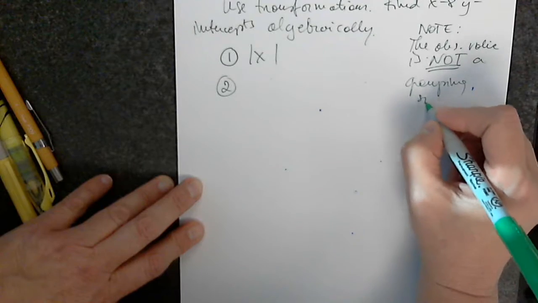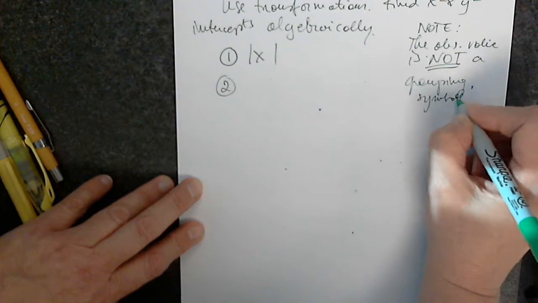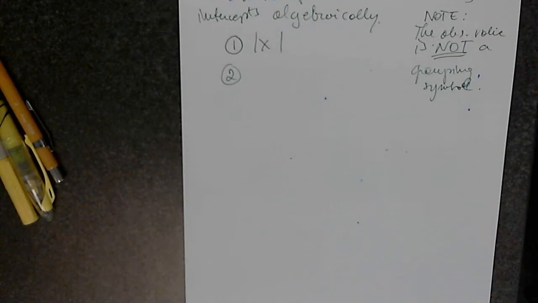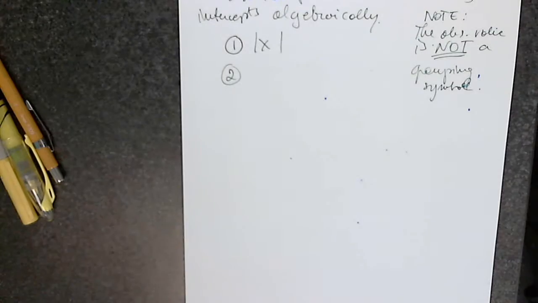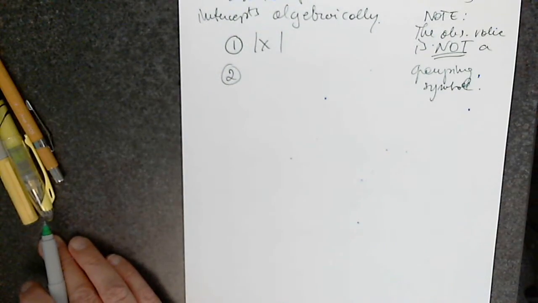G-R-O-U-P, okay, symbol. I thought I missed a letter. So it's not a grouping symbol, you cannot treat it as such. Okay, so what will you evaluate next? Will you add 3? No, you can't. Will you multiply by negative? No. So what is the next operation in line?